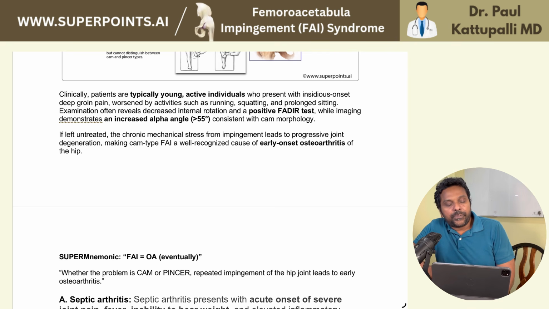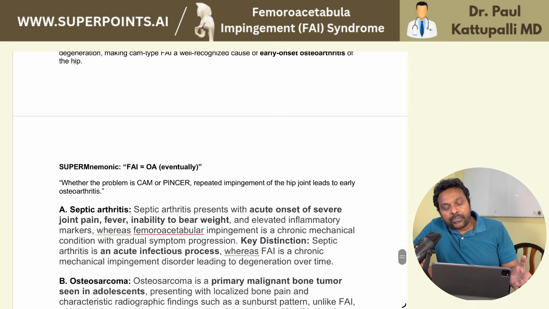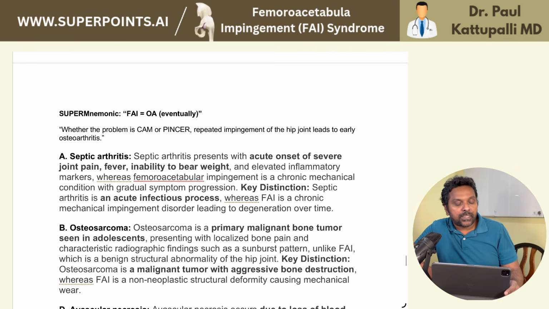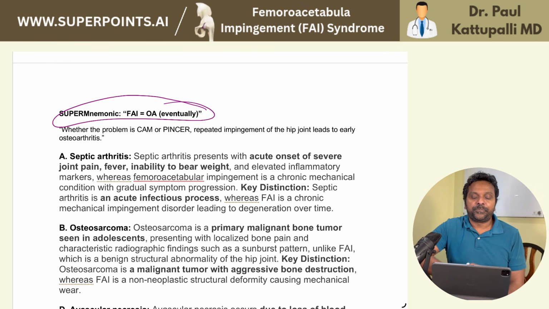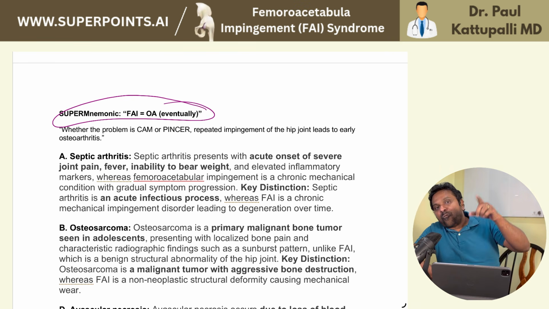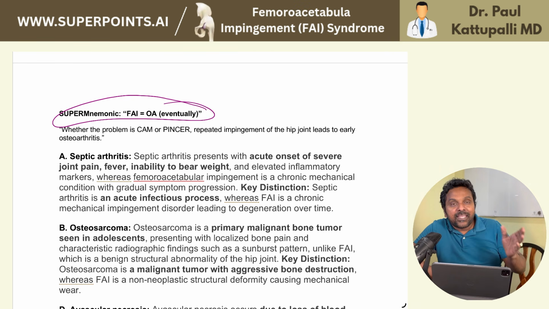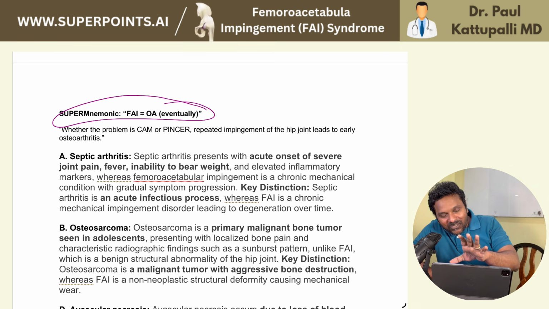I told you, increased alpha angle. So if left untreated, early onset osteoarthritis happens. How do you remember? FAI, OA eventually. Remember, FAI, OA eventually. FAI equals OA. Remember that one mnemonic. So if you do not treat FAI, you are going to see osteoarthritis.